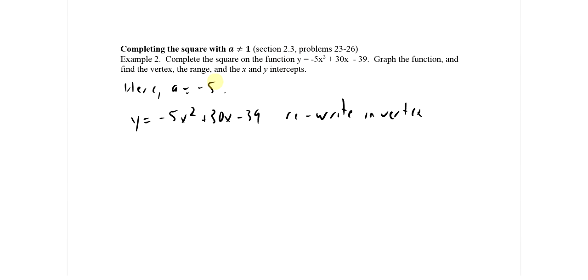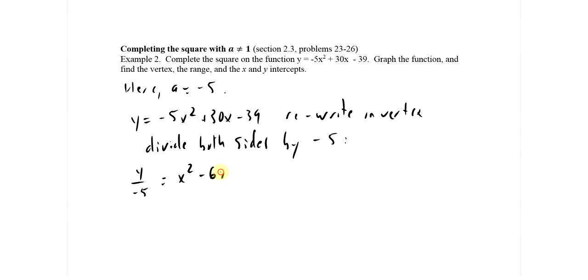Okay, so since a is not equal to 1, it's minus 5, what we'll do first is divide both sides by a, which in this case is minus 5. So what do I get? I get y over minus 5 equals, well, minus 5x squared divided by minus 5, that's x squared. The point is to get a 1 for the coefficient of x squared. 30 divided by minus 5, minus 6x. 39 divided by minus 5 is something messy, but I'm not going to worry about it. It'll be just 39 over 5. Note that all the signs change because we're dividing by a negative number. So this becomes positive, this becomes negative, that becomes positive. Great.